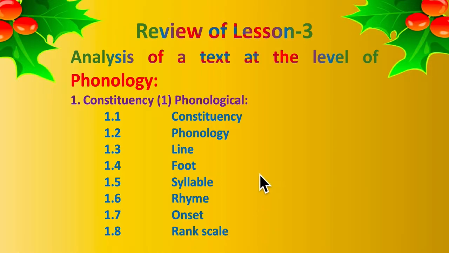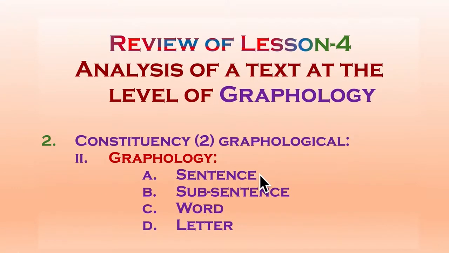We move on to the next, that is to say, a review of lesson 4, analysis of a text at the level of graphology. That is the second level of constituency, graphological. We talked about what graphology is. Then it has 4 subparts: sentence, subsentence, word, letter. These are the topics we talked about in our lesson 4.